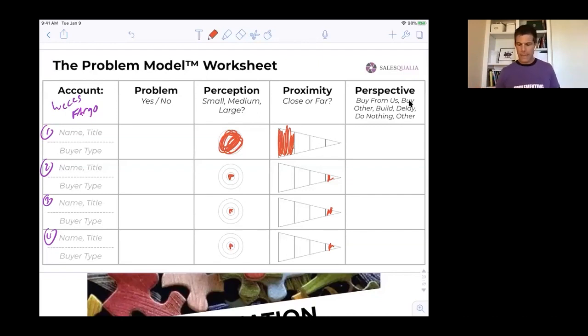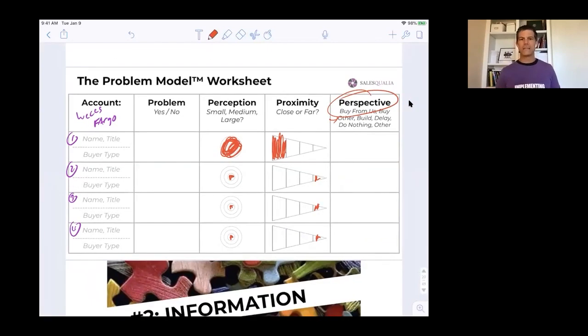And then finally, what is the perspective? And I listed a couple of things that we had charted out. You know, buy from us. Is the different buyers' perspective: buy from us, buy from somebody else, do nothing, delay, hire, whatever that is. And so this problem model worksheet is designed for you to analyze your pipeline and say, okay, let me visually look and bring together the problem piece and the buyer piece and figure out where people stand relative to the problem that we solve with our product.